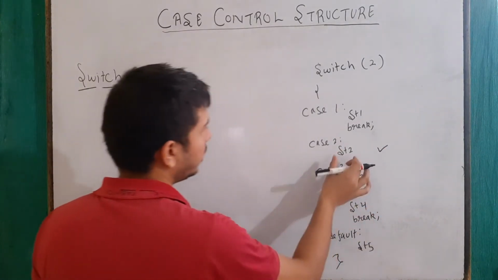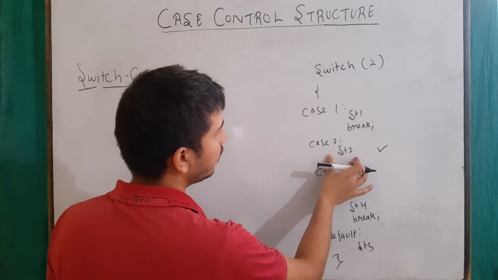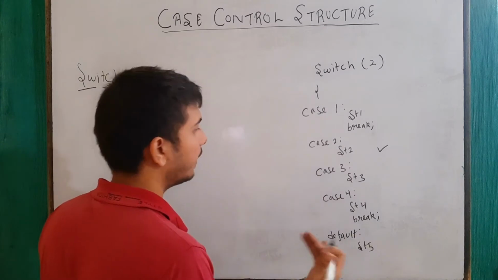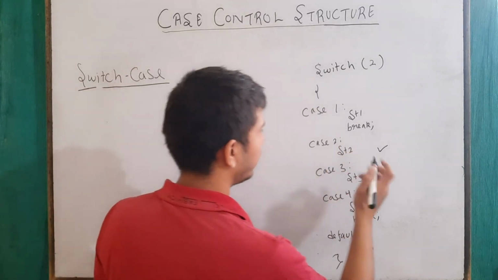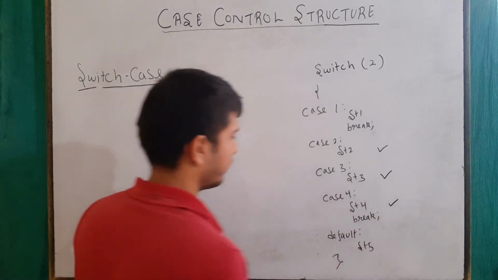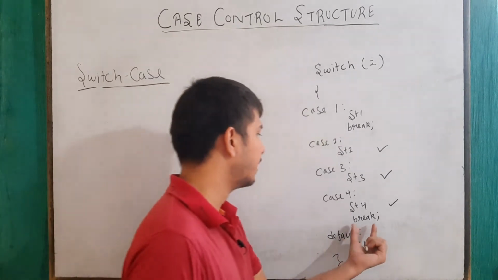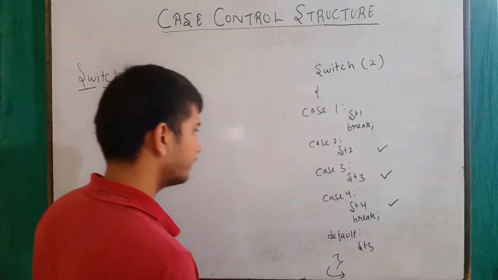Now note here that no break statement is written. Now what will happen is that it will go on further and further until it encounters the break keyword. Statement 2 will execute, then statement 3 will also execute, and statement 4 will also execute. Now it will encounter the break keyword and the control will go outside the switch body.